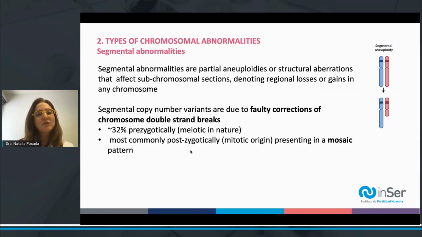The third type of chromosomal abnormalities are segmental. In other words, only a portion of a chromosome is affected by either a regional loss or gain of DNA. These segmental copy number variants are due to faulty corrections of chromosome double-strand breaks that occur either during meiosis, but most commonly, 70% of cases occur during mitosis. Therefore, we can have mosaic segmental abnormalities.